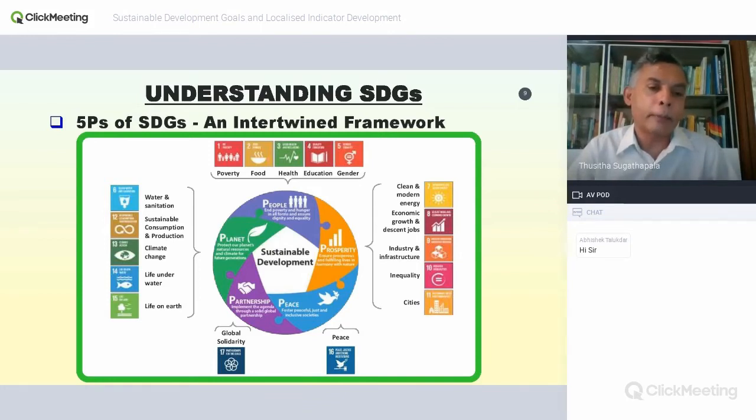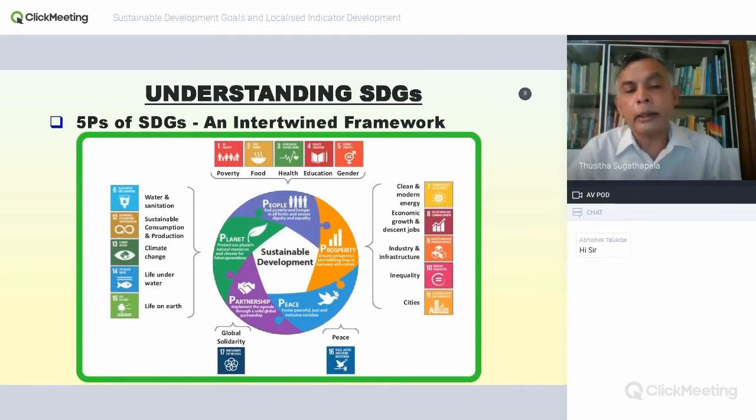So this planet, people, and prosperity is the known three thing, which was basically even in the business world. Planet basically indicates the environment, people basically society, and prosperity basically economy. So we can see several SDGs are clustered in these three areas. But the important aspect, the novelty here, is that we are bringing in peace and partnership.